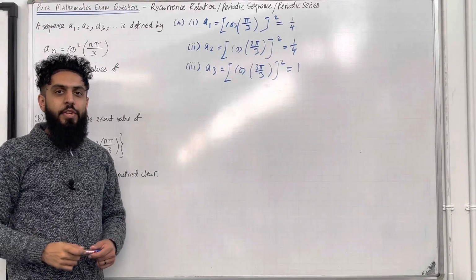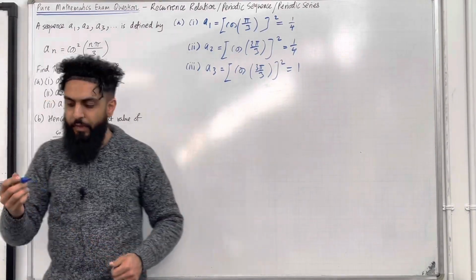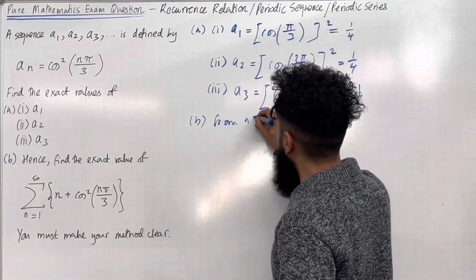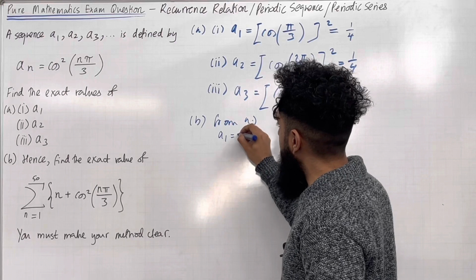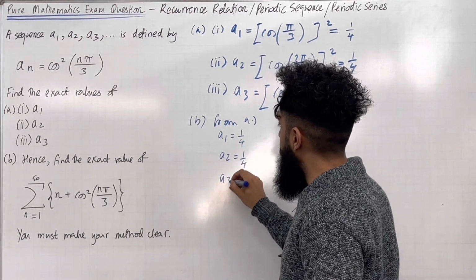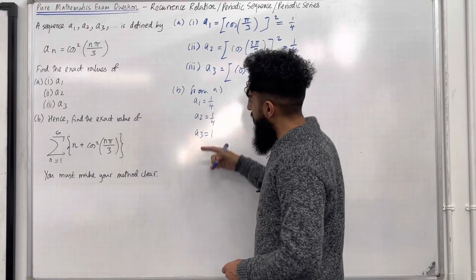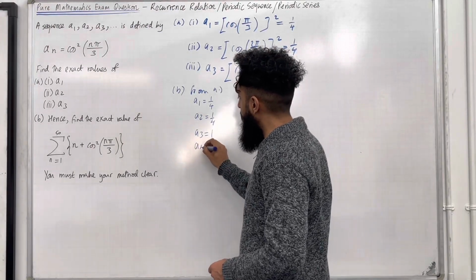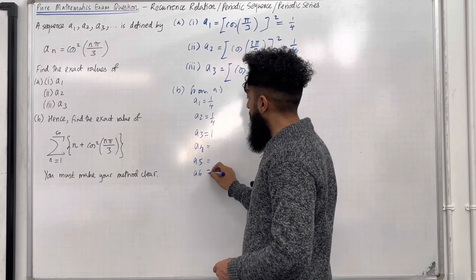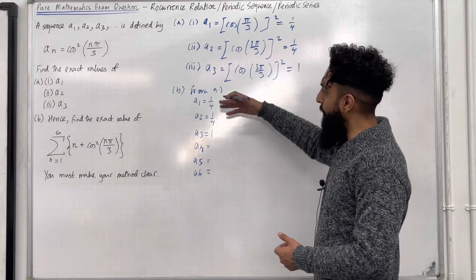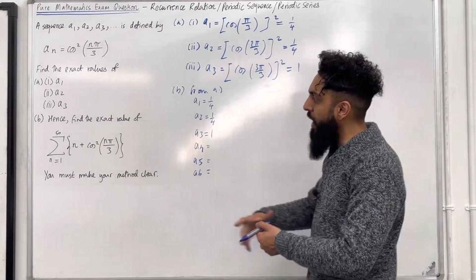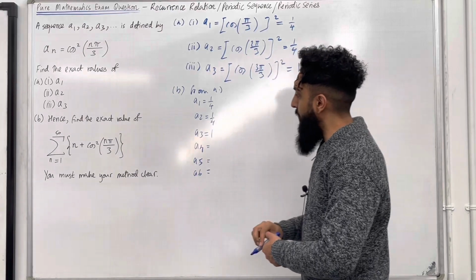Let's have a look at the solution to part B of the exam question. Now, from part A, we know that a1 is equal to a quarter, a2 is equal to a quarter, a3 is equal to 1. I can continue with this process and work out a4, a5, a6. The reason why I'm going to do this is that maybe I've got a periodic sequence. I need to check this before I proceed forward with calculating the exact value of this summation.